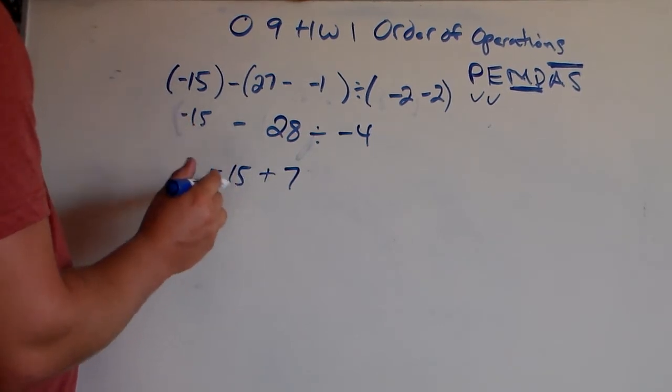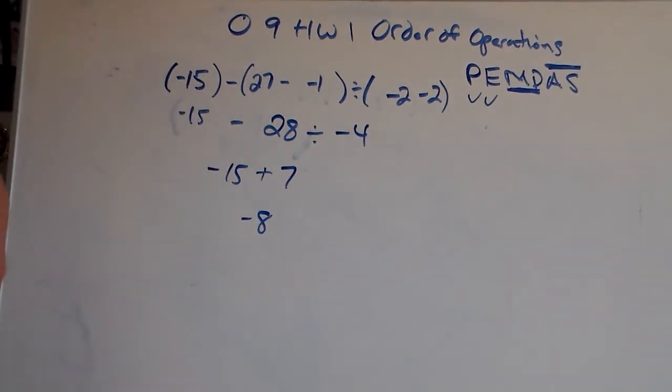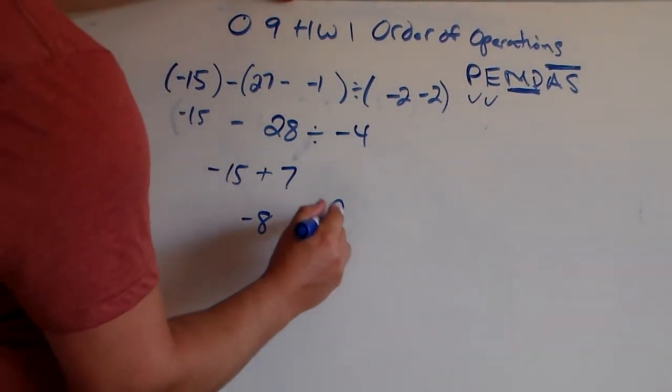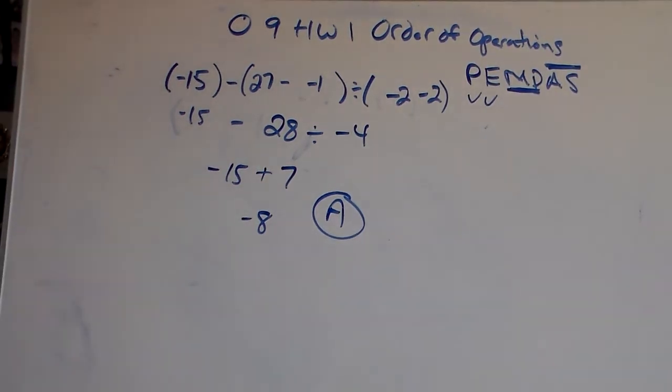-15, we just carry down. So -15 plus 7 gets you -8. So the answer to number 5 is A, -8. Next up, we'll do problem number 7.